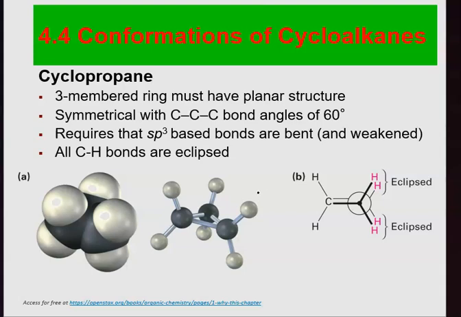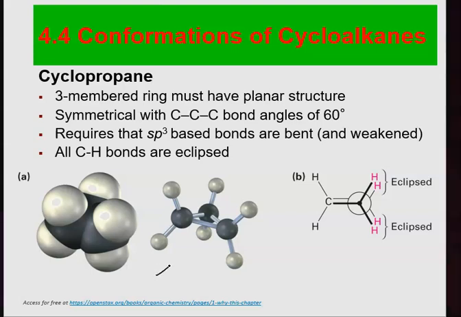So let's look at a few of these cycloalkanes in detail. As we saw earlier, cyclopropane is the most strained molecule, and that is because it has a highly strained bond angle of 60 degrees. In the case of cyclopropane, they have what are called bent bonds.